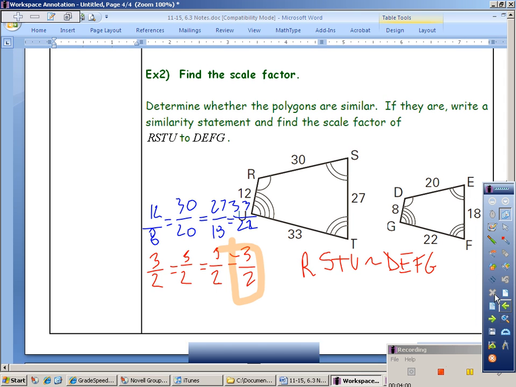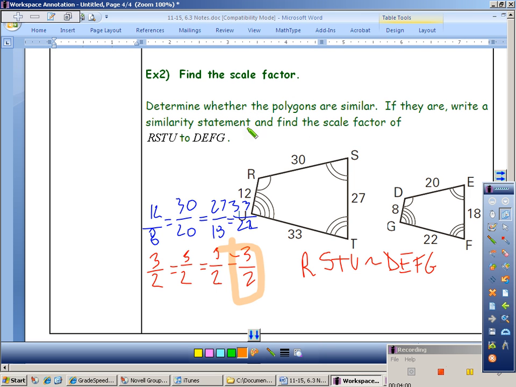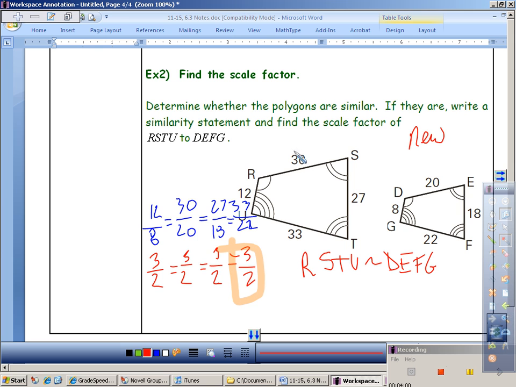Now what you have to be cautious of is how it puts it. While the sides correspond 3 to 2, the way this is phrased, RSTU to DEFG implies that DEFG is the new image, making this the old. So when I compare corresponding side lengths, if I compare new over old, that scale factor would have been automatically set up. Scale factor is new over old. We prefer new over the old.